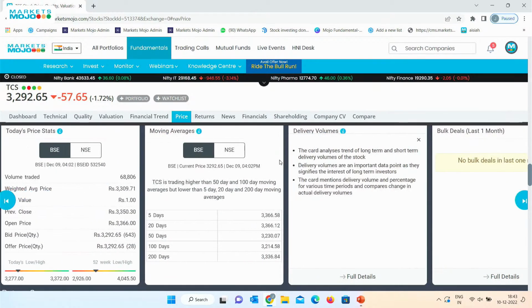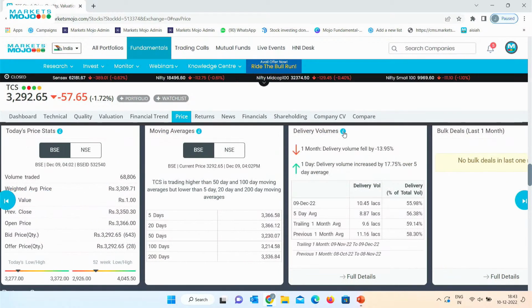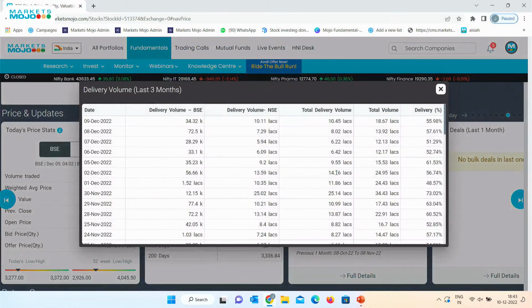You can see hundreds of cards on Marcus Mojo, but if you click on this i icon, you'll get an idea of what it actually means. If you click on full details, you'll understand that around 55 to 57% of the volume is actually delivery. You can see 18.67 lakhs traded, from which 10.45 have actually shifted from demat accounts. It gives you an idea of the interest of long-term buyers in the company.